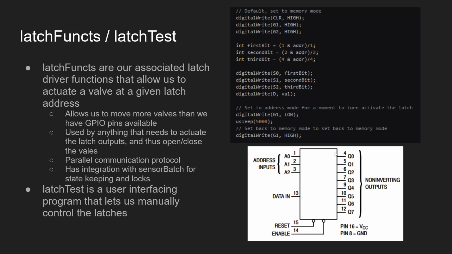So, a simple example: if you want to actuate Q1, Q1 might be valve 7 or something. Okay, I want to turn valve 7 on. So you say Q1, the address of 1 is 1, or it's 001 in binary. But from this perspective, A0 is 1, A1 is 0, A2 is 0. Q1 is off right now. You disable the chip. In this case, you write G1 and G2 high, I think.